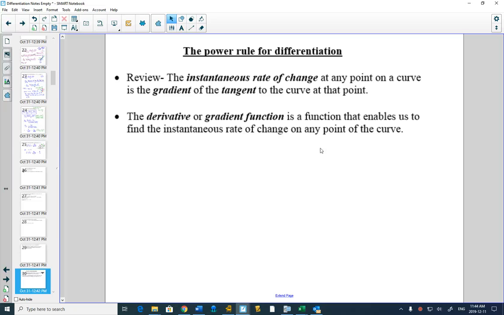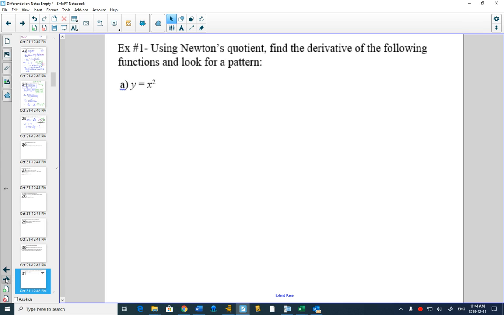The first shortcut we're going to learn is called the power rule. So, a little review. Instantaneous rate of change at any point, that's the slope of your tangent. That's your derivative. Okay? Use Newton's quotient to find the derivative of the following functions.